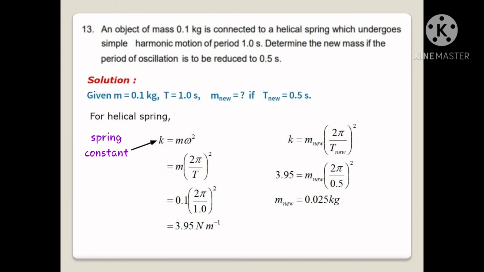For the last question, to determine the new mass if the period is reduced to 0.5 second, we just use equation of spring constant k, which is equal to m omega square. When we substitute the value, we will get the new mass is equal to 0.025 kilogram.